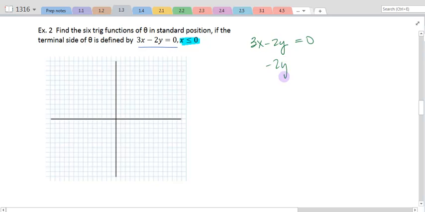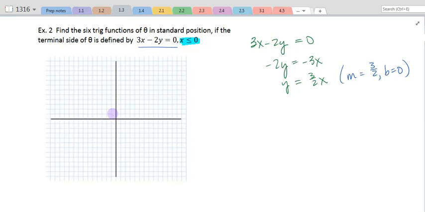So -2y is equal to -3x. Divide both sides by -2, and I find out y is equal to 3/2 x. That tells me right there that the slope of my line is 3/2. And what's the y-intercept? The line is crossing the y-axis at 0. So that's where we're going to begin.